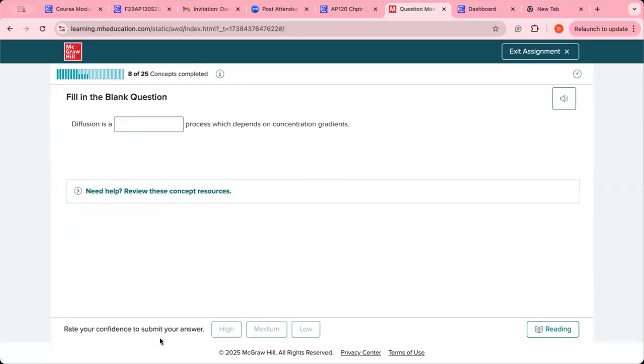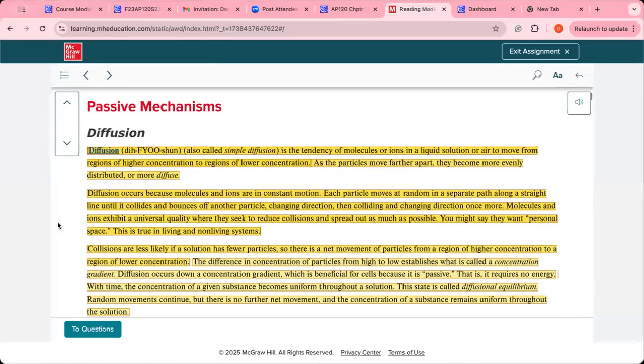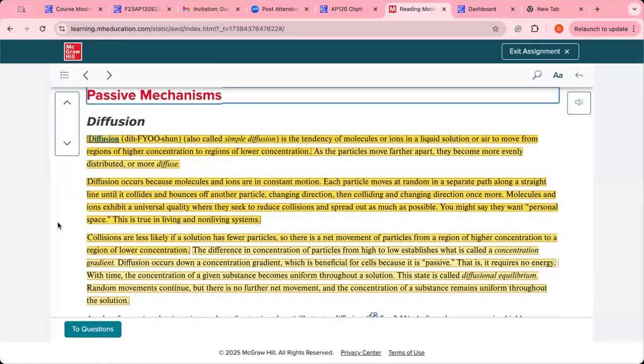Diffusion is a blank process which depends on concentration gradients. Okay, not sure what they want here. Diffusion is the tendency of molecules from a liquid, solution, or air to move from areas of higher concentration to areas of lower concentration, but they're passive. See the word passive in red? They're passive mechanisms.